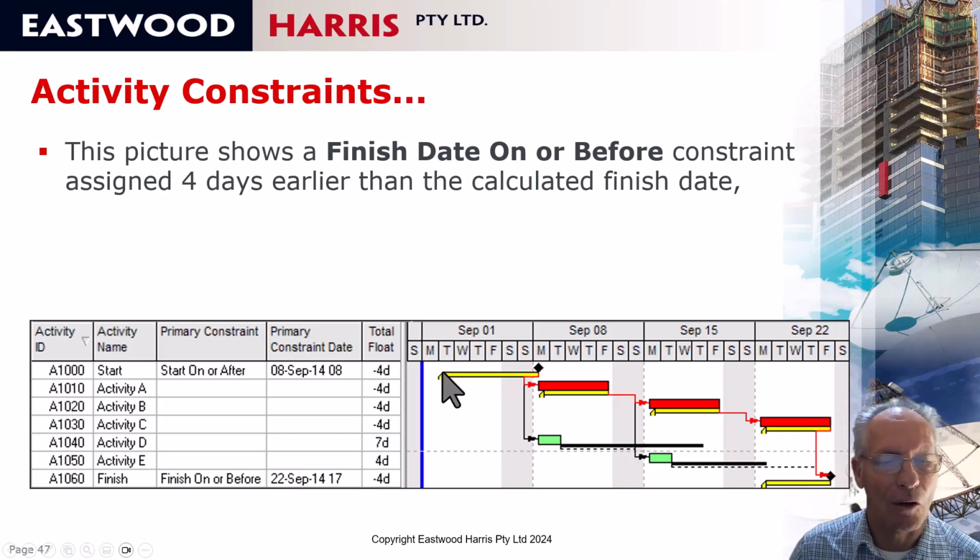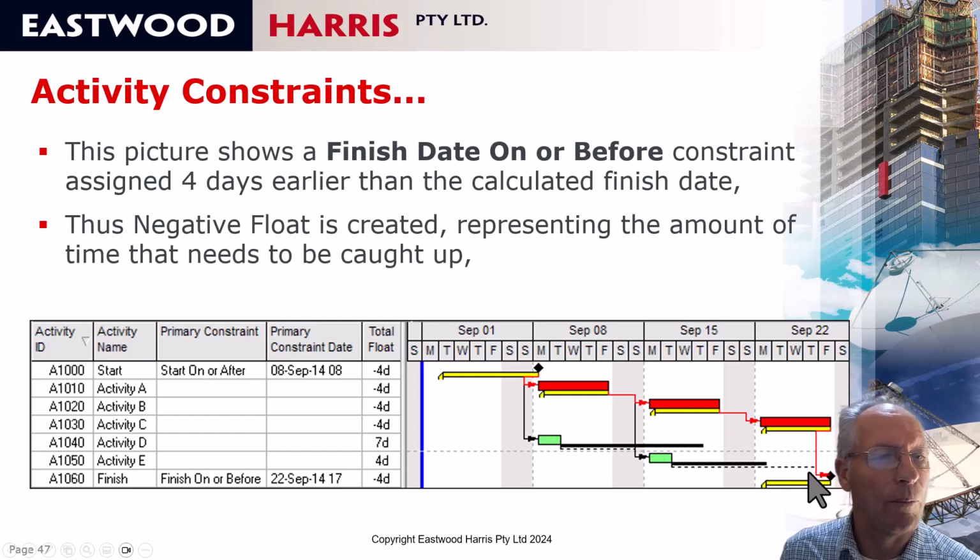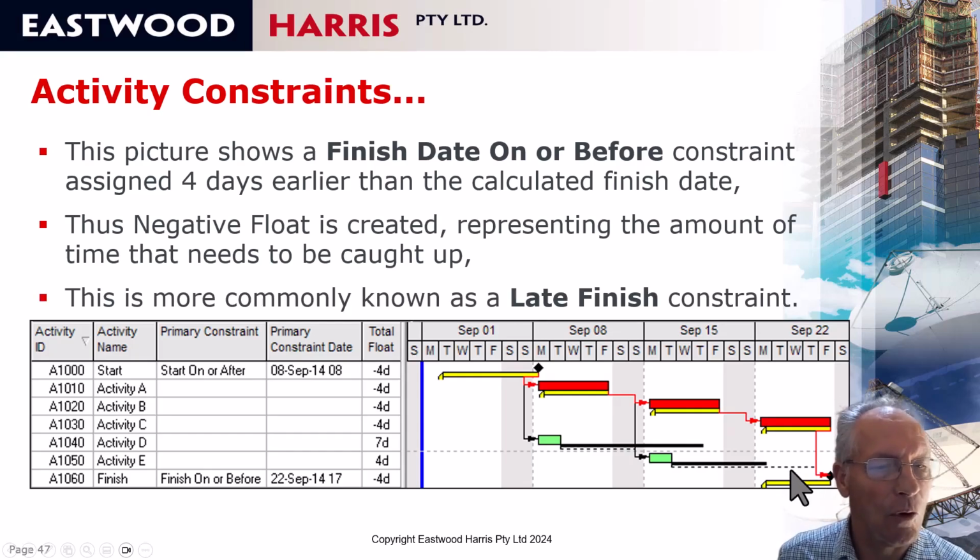So we need to start on this day here, the 2nd of September, if we're going to finish on the 22nd. So a finish on or before activity constraint works in a similar way as the project constraint, but this will just operate on the one activity and not all activities. And negative float is created, representing the amount of time that needs to be caught up, and this is also more commonly called a late finish constraint.